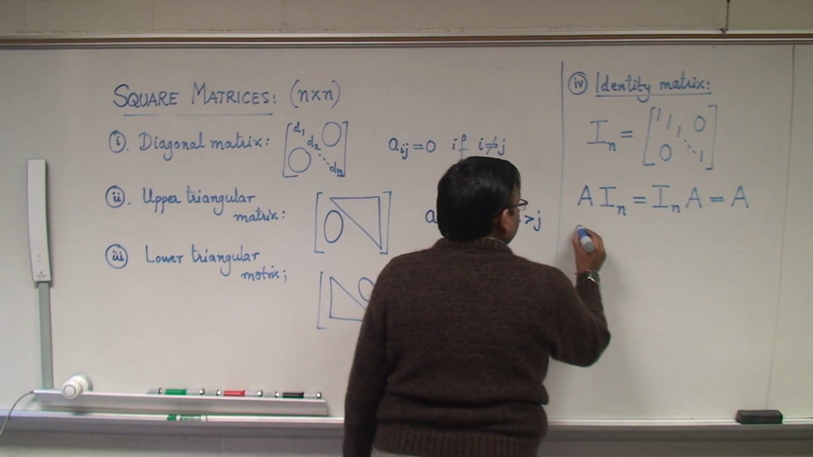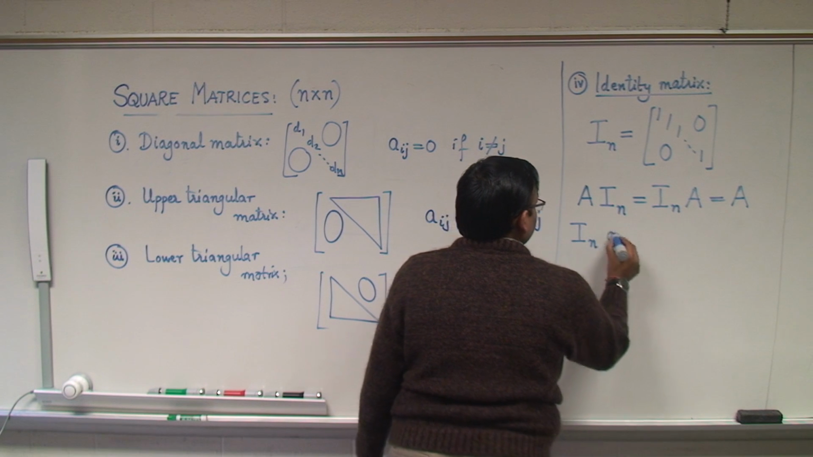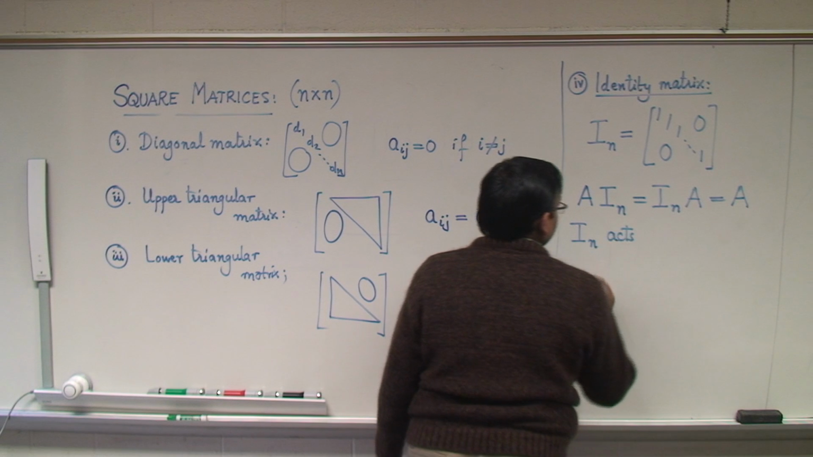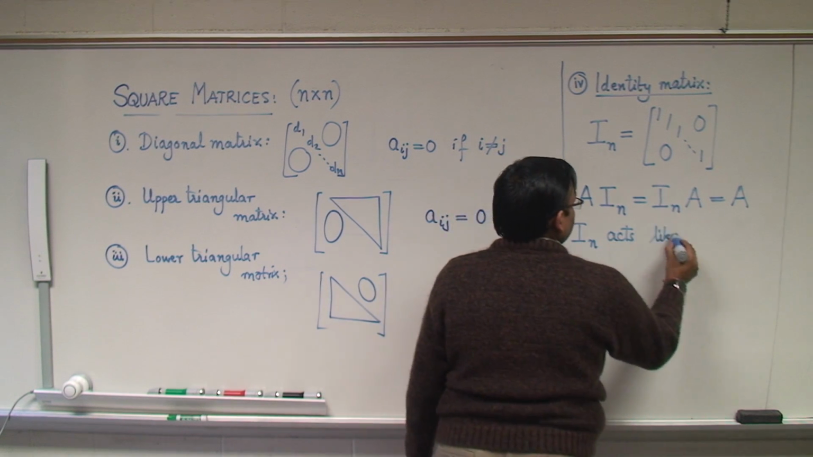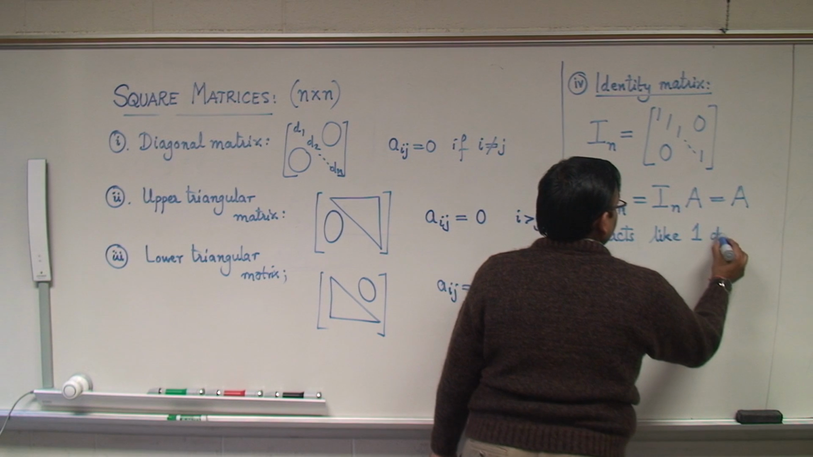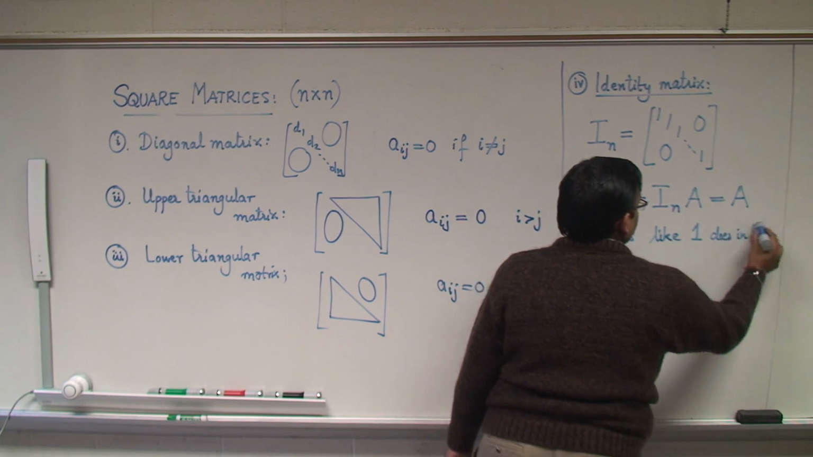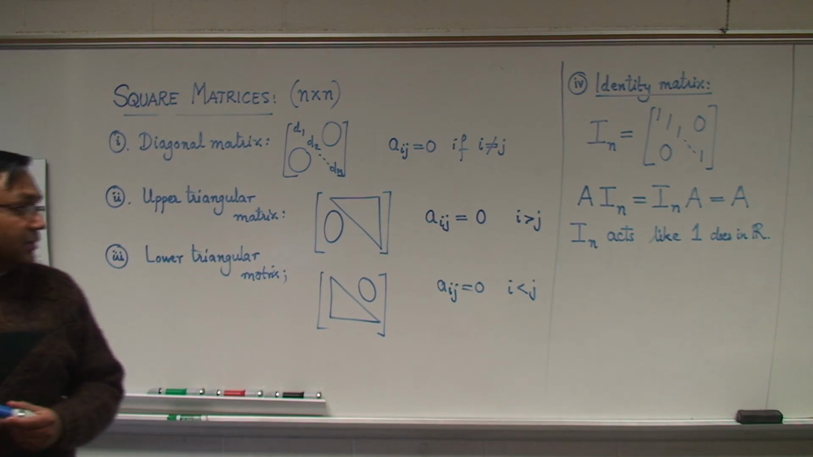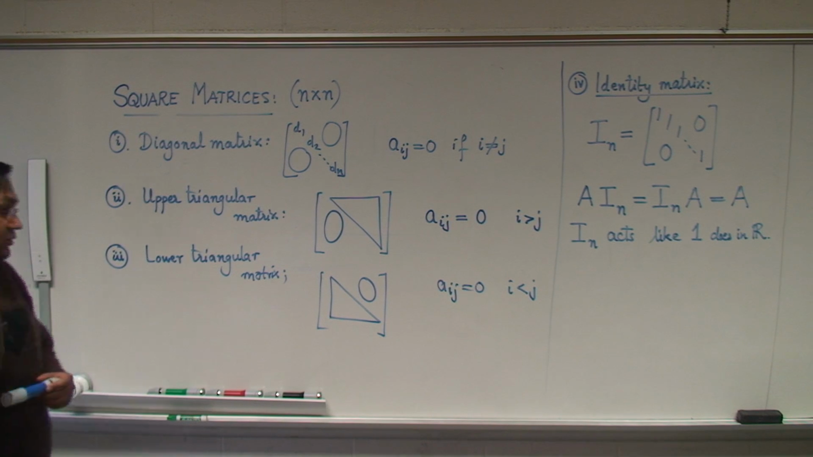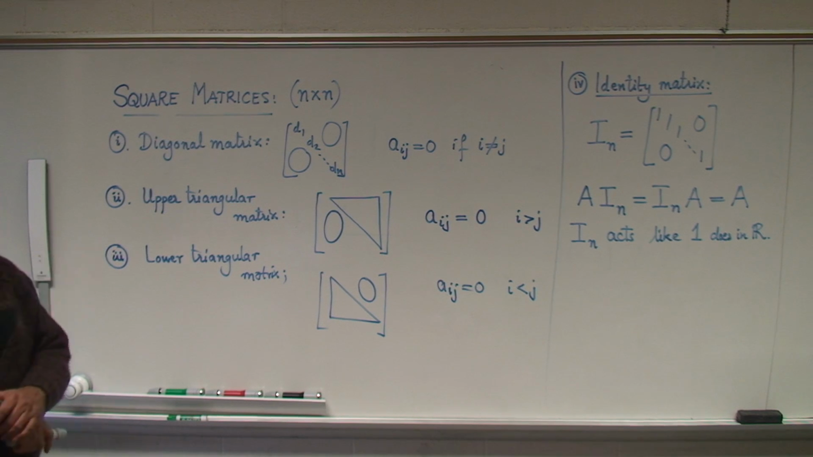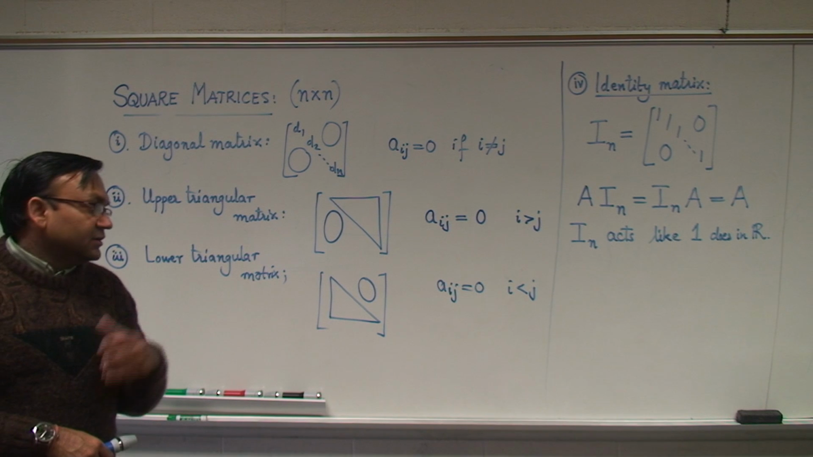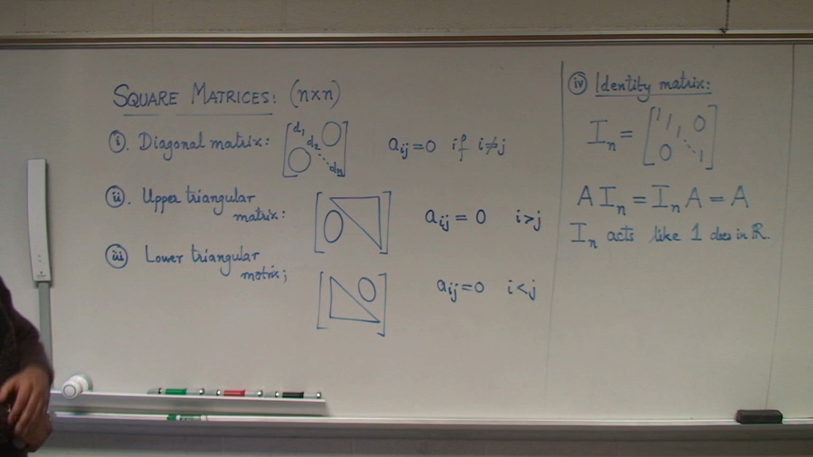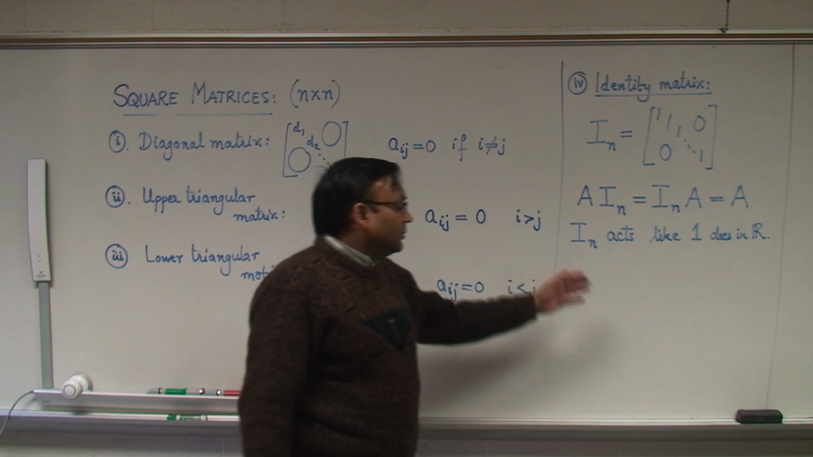So in a manner of speaking, the identity matrix I_n acts like 1. It's the same kind of thing that 1 does in real numbers. You multiply 1 by any number, you get back the same number. So in general, in mathematics, whenever we see such a notion, where you multiply by this special object any object of your set and you get back your object, then that special object is acting like the multiplicative identity.